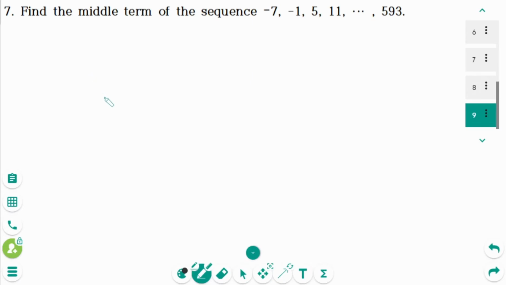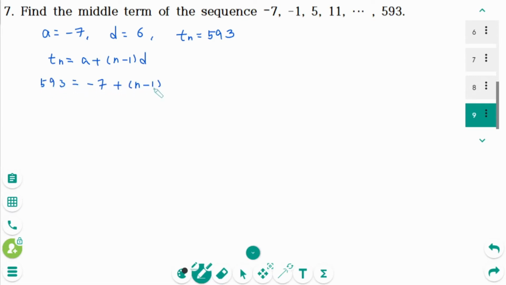Number 7. We need to know how many terms there are in total. So first term a equals minus 7. The common difference d equals 6. The nth term tn equals 593. The general term tn equals a plus n minus 1 d. Then 593 equals minus 7 plus n minus 1 times 6. Move minus 7 to the left. 600 equals n minus 1 times 6.